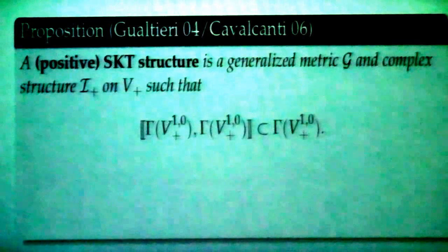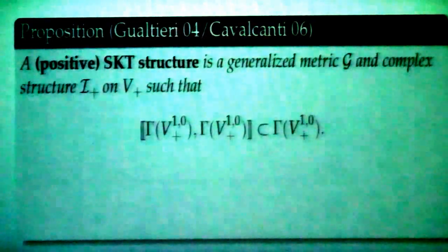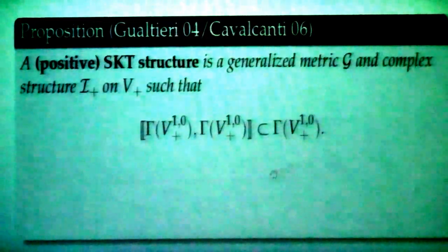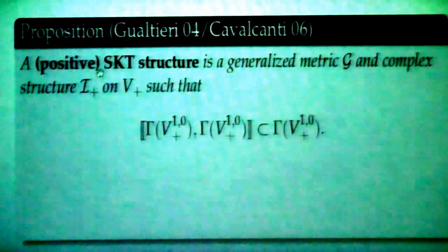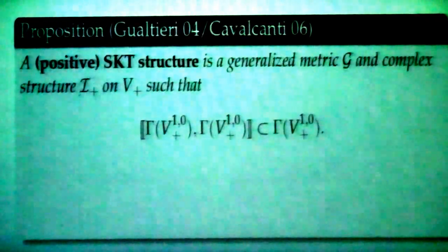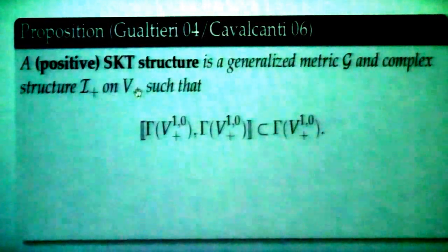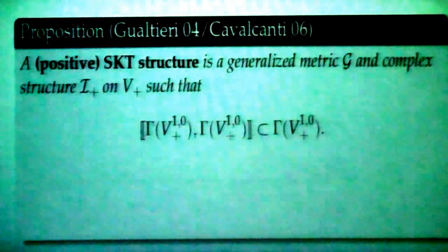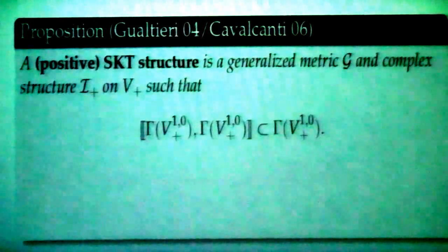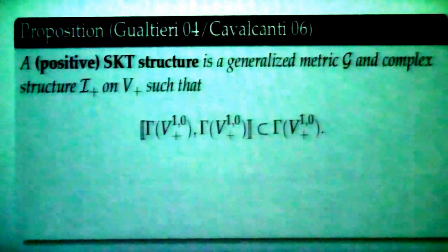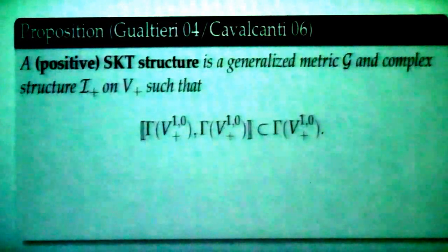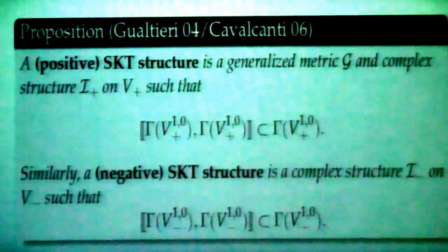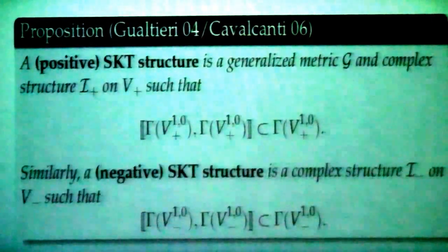But the point is that you can express this SKT condition in terms of the Courant bracket and integrability of some distribution. What you have now is that instead of having a generalized complex structure in the whole of T plus T star, you just have a generalized complex structure on V plus, so just on the plus 1 eigenspace of your metric, and you require that the plus 1 eigenspace of that complex structure is closed with respect to the bracket, so it's similar to a usual integrability condition again. And of course I'm saying positive because I'm putting everything on V plus. I could have done everything on V minus, and you have what we call a negative SKT structure.